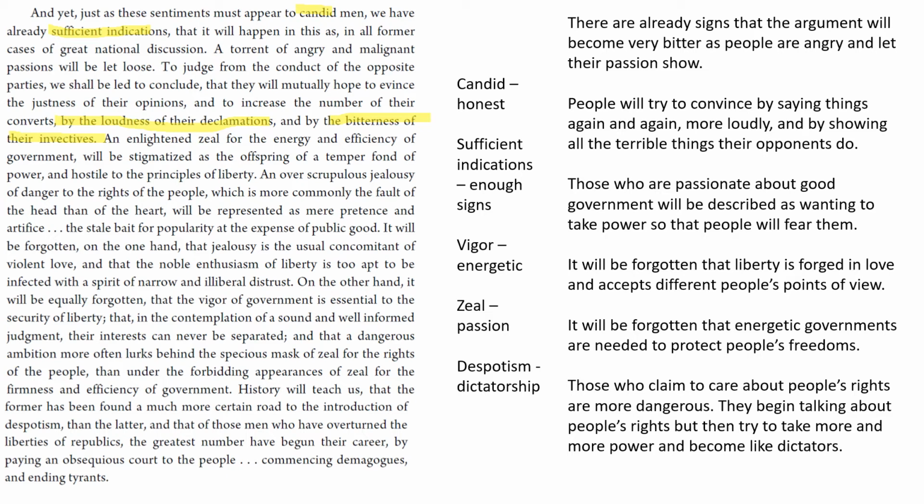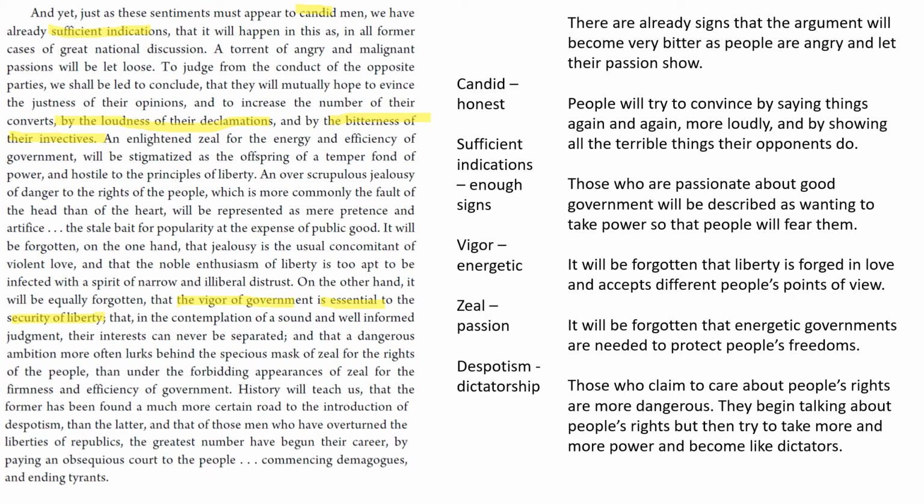On the other hand, it will be equally forgotten that the vigour of government is essential to the security of liberty. It will be forgotten that energetic government is very important to securing liberty. That in the contemplation of a sound and well-informed judgment, their interests can never be separated, and that a dangerous ambition more often lurks behind the suspicious mask of zeal for the rights of the people than under the forbidding appearances of zeal for the firmness and efficiency of government.